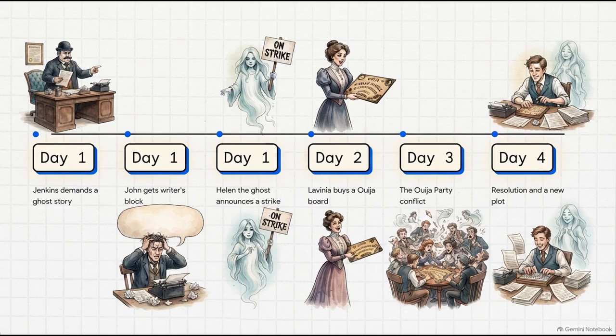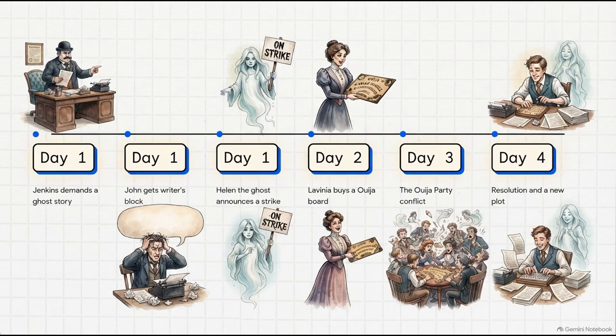So, to really master this story for your exams, you have to understand that it isn't just a random sequence of funny events. It's actually a cascading chain of consequences. It all kicks off when the publisher, Jenkins, demands another ghost story. Our main guy, John Hallock, gets a little too cocky about his abilities, but then bam, he hits terrible writer's block. And that directly leads to event number 3, Helen the ghost showing up just to announce a strike.